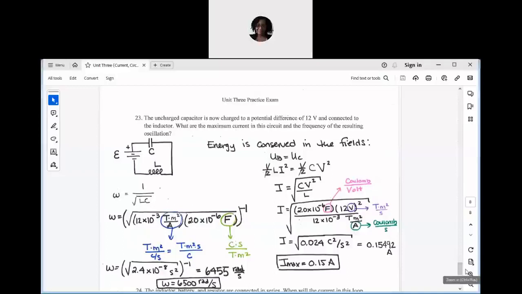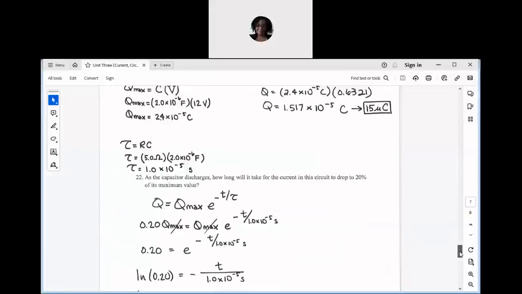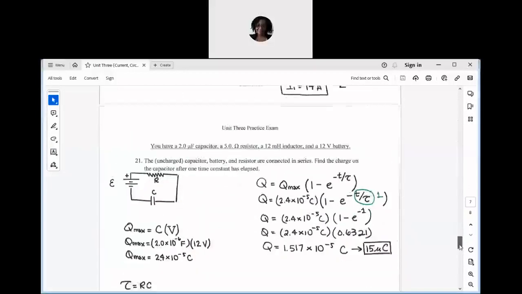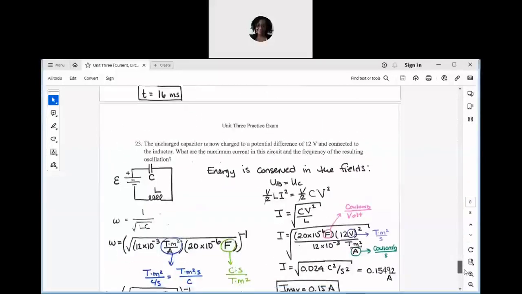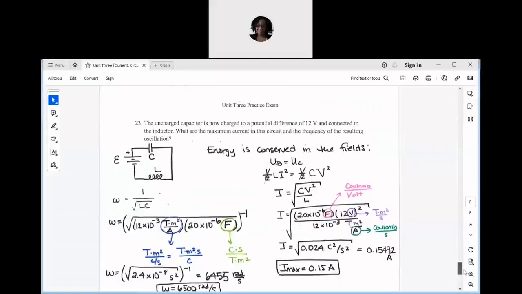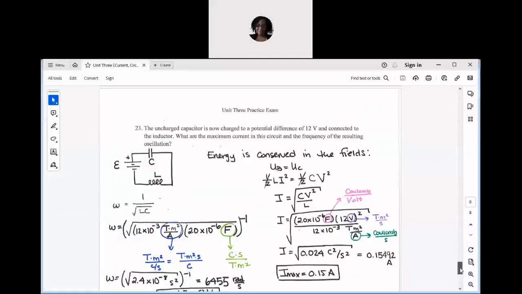For 23, we have an LC circuit. So we are imagining that we start off with our same capacitor from the previous problem. It is charged after question 22, and it's got a potential difference of 12 volts. It's connected to an inductor, and the inductor is starting off uncharged. I believe we were given the inductance value, so that's 12 millihenry. We can bring that down. We want the maximum current in the circuit and the frequency of the resulting oscillation.